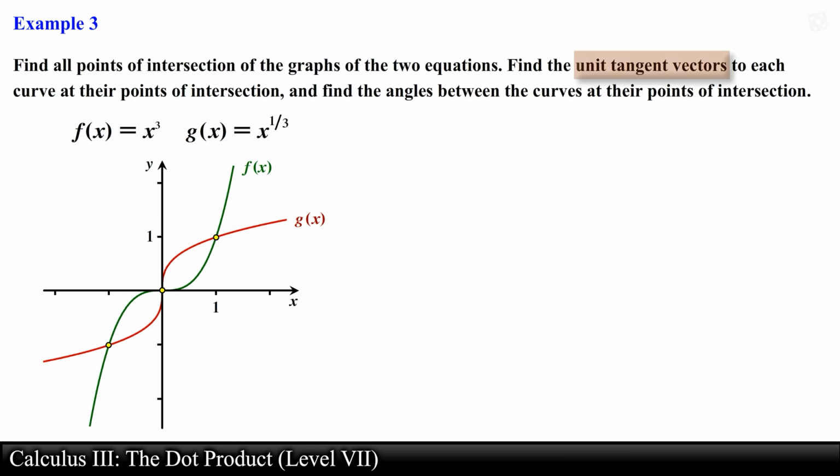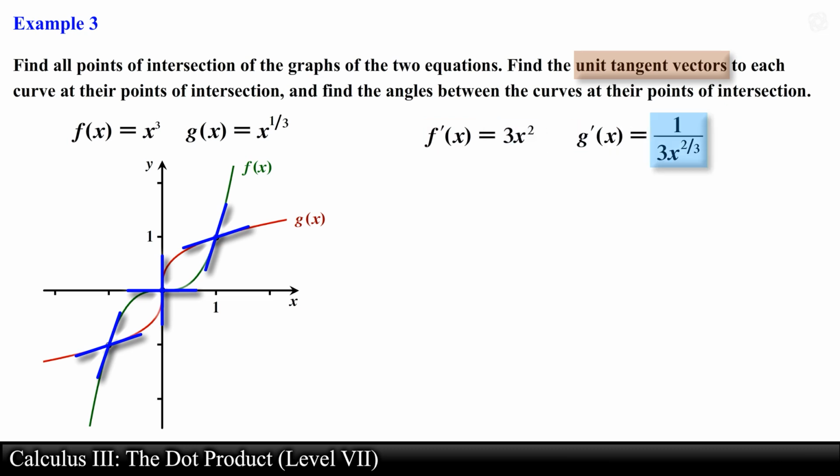Alright, next we need to find the unit tangent vectors to each curve at their points of intersection. In order to find a vector that is tangent to the points of intersection, we need to use the tangent line for each curve at these particular points of intersection. So we need to find the derivative of the functions at these points. The derivative of f of x is equal to the following expression, and the derivative of g of x is equal to the following expression.